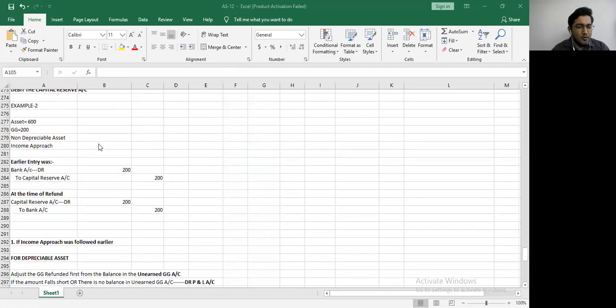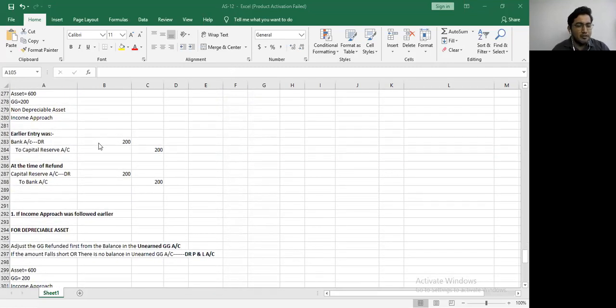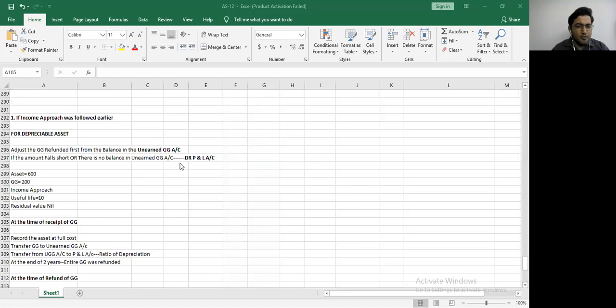Right, and finally, if the income approach was followed earlier for a depreciable asset, whatever you are going to refund will first be adjusted against the unearned government grant account. If the balance still falls short, you will debit the profit and loss account. Right, so see what we are doing over here.